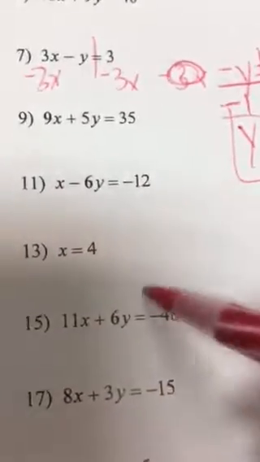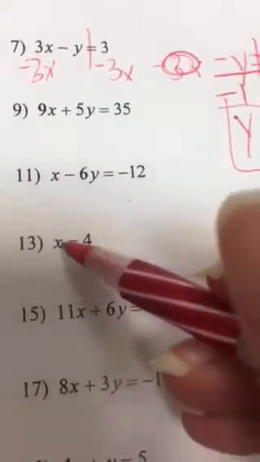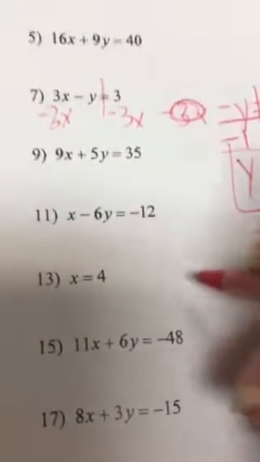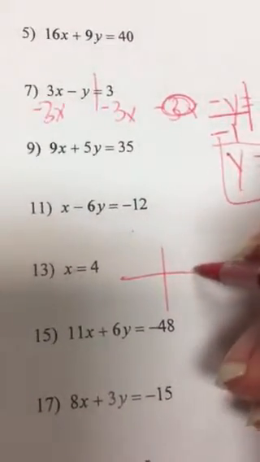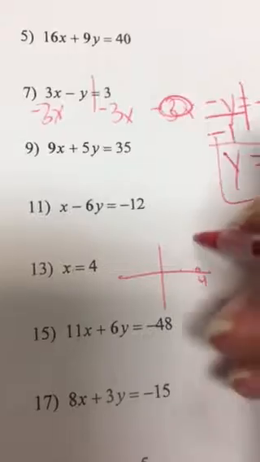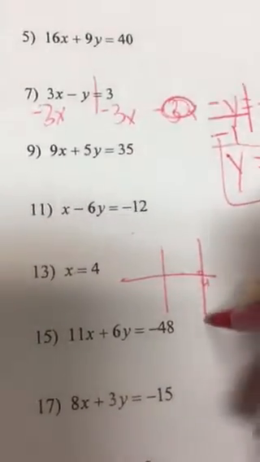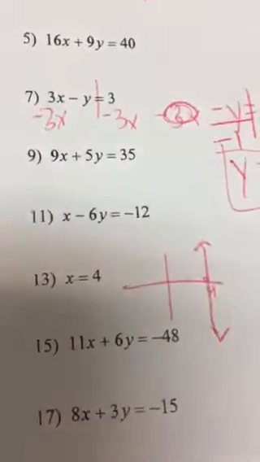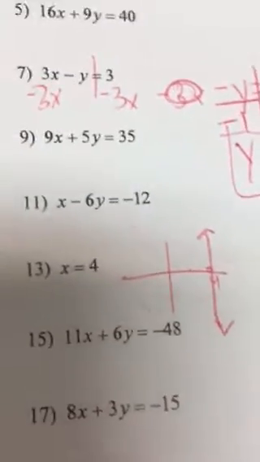Same with number 13. This would be an undefined slope because it's x equals 4. So this would look like this. 1, 2, 3. Here's x equals 4. Undefined slope. Okay, so that is as much as you can do with that.